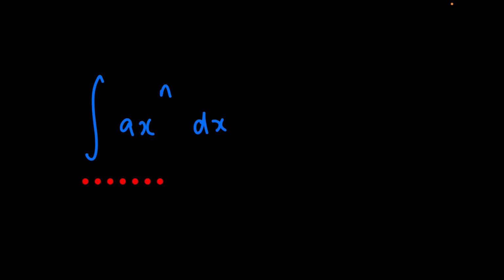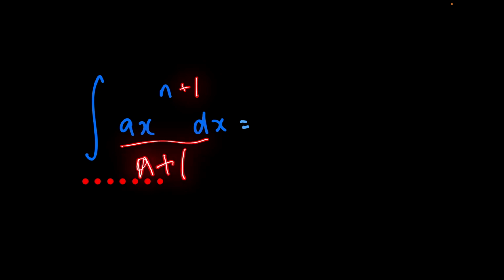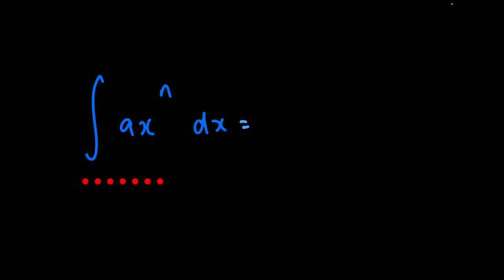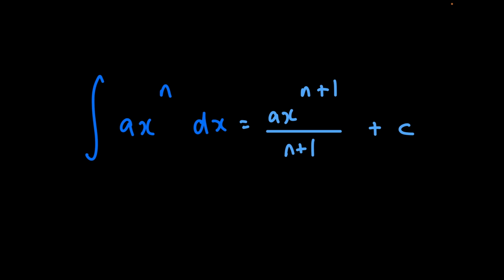Alright, in this video we're going to be looking at how to integrate polynomials. If I have an integral of ax to the power of n, the rule is the following. To integrate this, you add 1 to the power, and then you divide it by the new power, which in this case will be n plus 1. So it becomes ax to the power of n plus 1, add 1 to the power, divide by the new power, and you must always do plus c, plus the constant of integration.